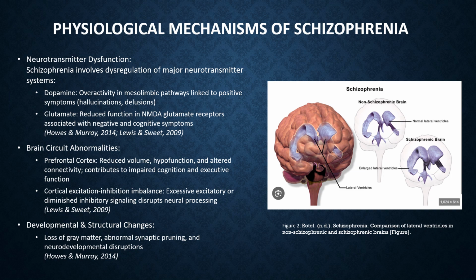Other changes like unusual loss of gray matter can also be seen. Altogether, these changes affect how people think, feel, and interact with the world, making daily life very complicated for those affected.